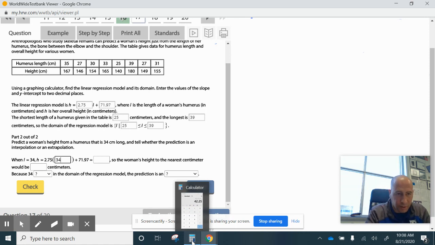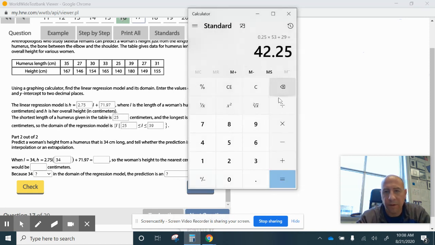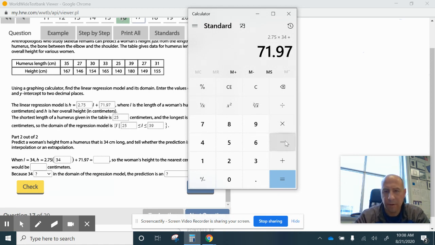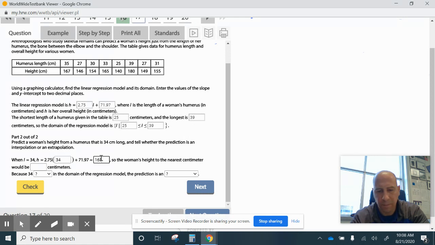So down before I move the screen. So 2.75 times 34 plus 71.9. Okay. Well, let's see. So we clear this. 2.75 times 34 plus 71.97 is 165.47. I assume they want 2 decimal places, 165.47. And so the woman's height to the nearest centimeter would be 165.